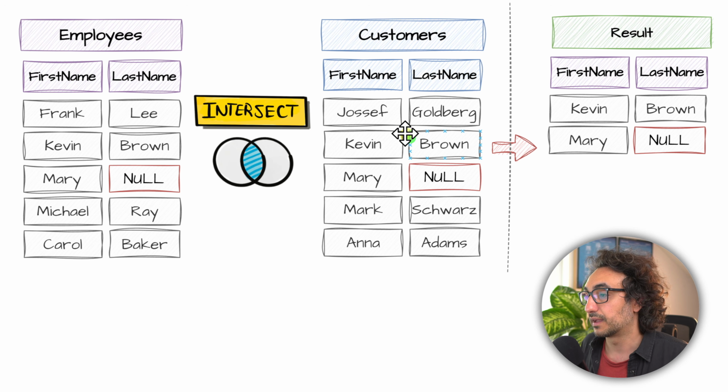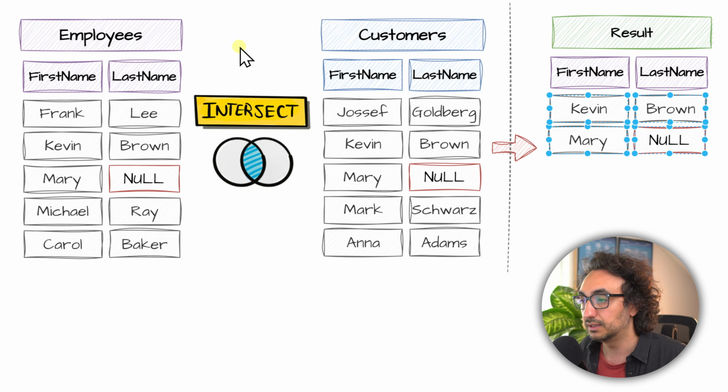The same thing goes for the customers. Joseph, Mark, and Anna are not in the employees. So with that, we're going to get only the common information between the 2 tables or 2 queries. And it doesn't matter whether we start with customers or with employees, we will get at the end the same information. Alright, so that's all. It's very simple, right? This is how the intersect works in SQL.